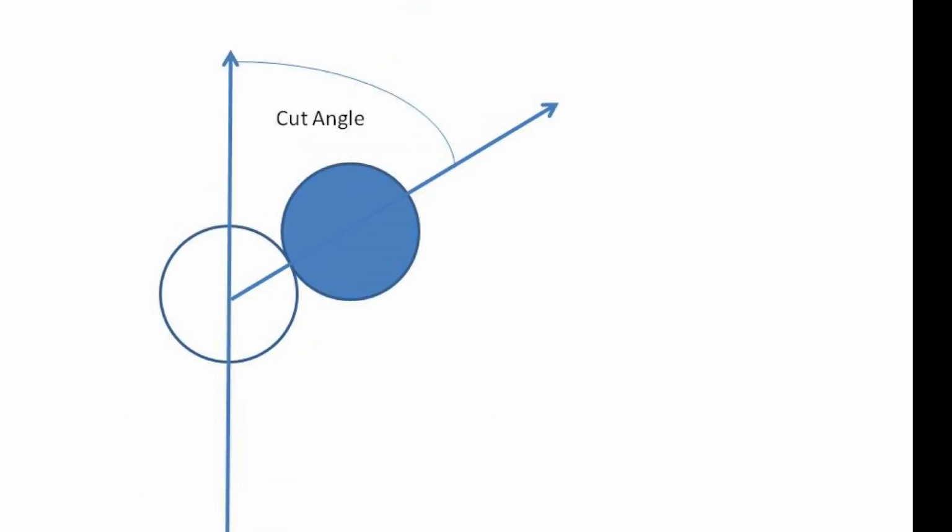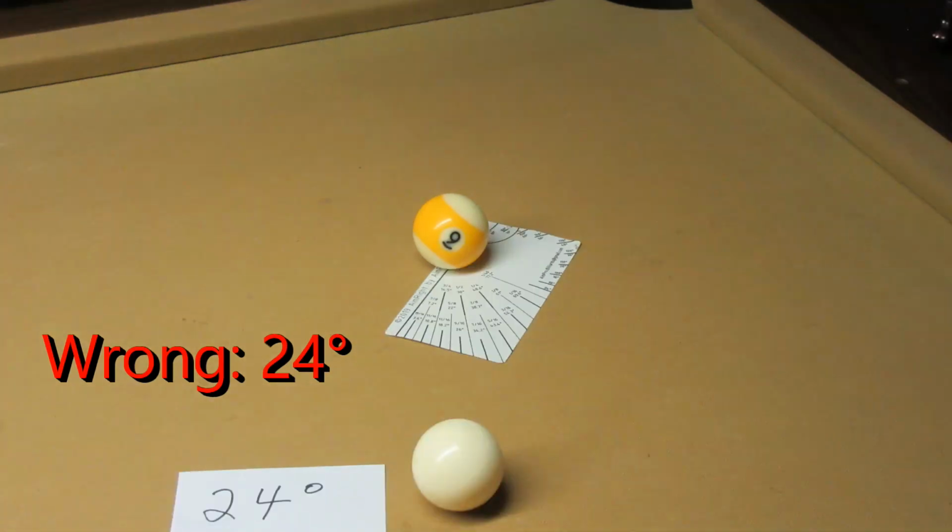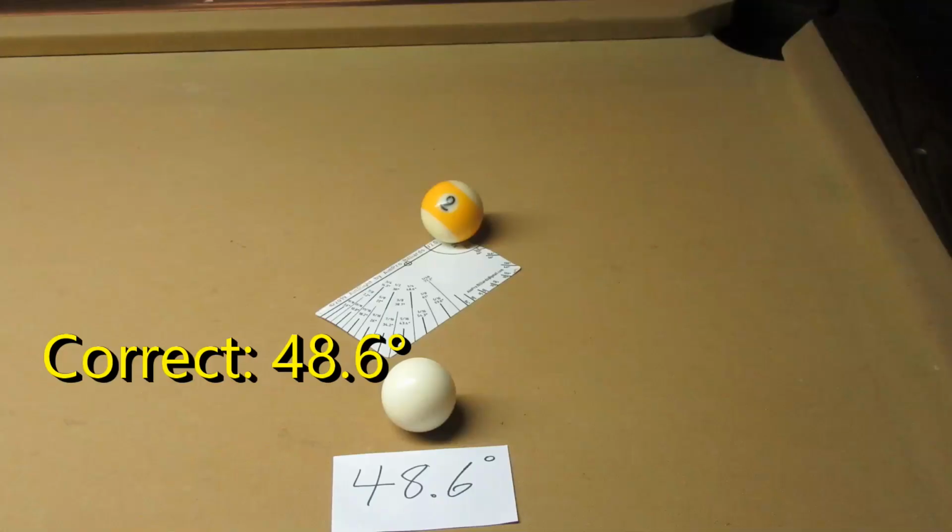So using ball centers, the cut angle is accurately figured using the cue ball to ghost ball line and the ghost ball to pocket line. When the cue ball's far away, the error is small and you might get away with it, but for medium and close shots, they'll have large errors if done incorrectly.